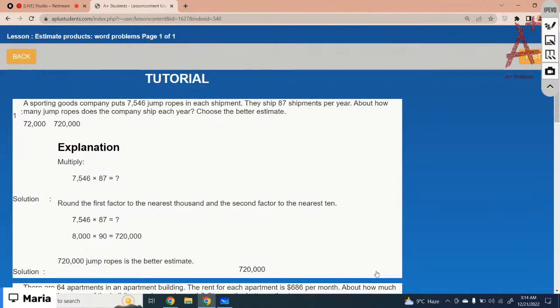A sporting goods company puts 7,546 jump ropes in each shipment. They ship 87 shipments per year. About how many jump ropes does the company ship each year? Choose the better estimate. So we have to multiply the numbers.